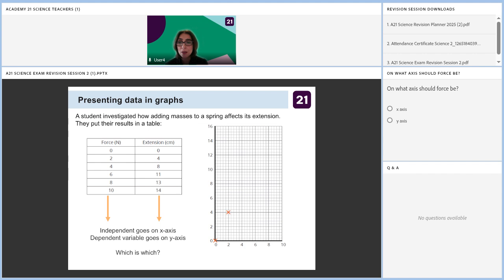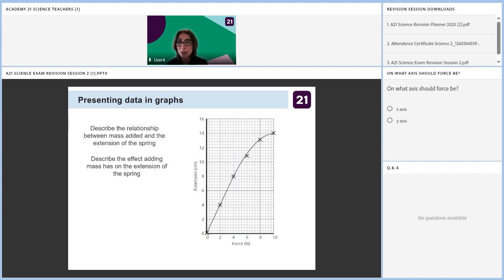Very good, well done. So the variable which is going to go into the x-axis is the one which is on the left-hand side of the table. The force, which is our independent variable, is going to go into the x-axis, and the y-axis is going to be the extension of the spring. Very good, well done.